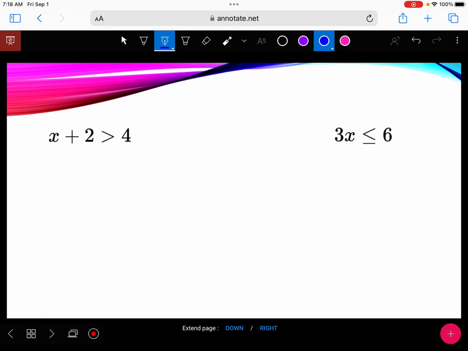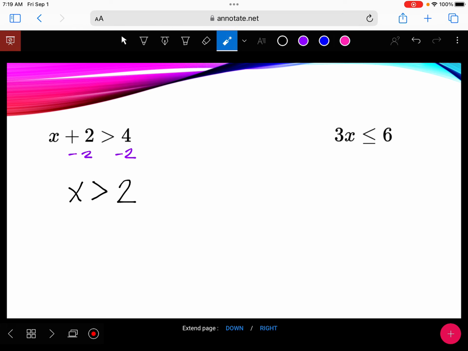So on something like this, what do I need to do to get the x by itself? Subtract 2. I can subtract 2 from both sides of my inequality sign. And that's going to tell us our solution here is x is greater than 2. So we're still using those same operations. There's only one of them that makes it go a little funky.